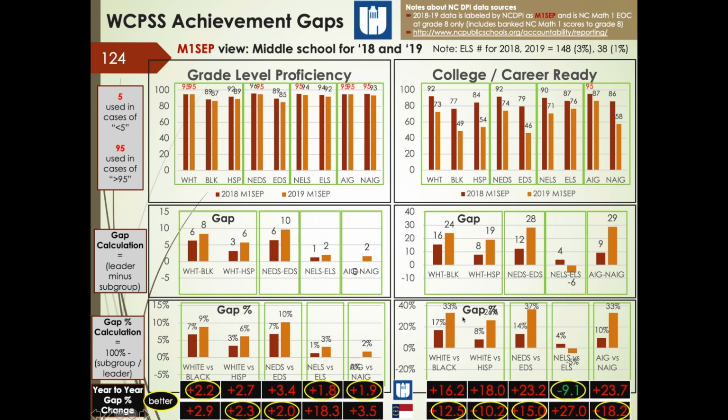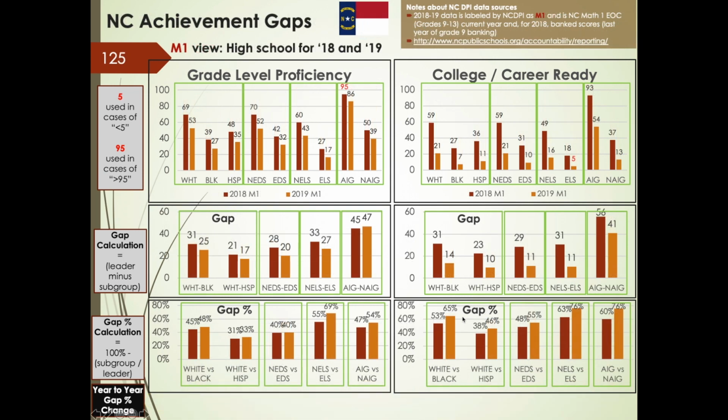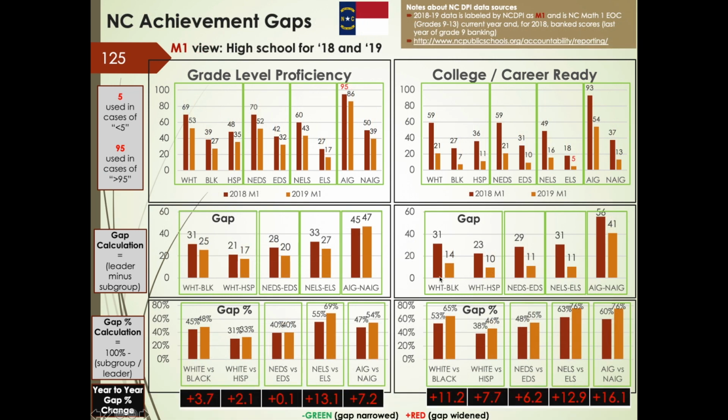So for example, Wake is about 4 points worse than North Carolina on the black versus white achievement gap and the M1 SEP metric. Then we're 8 points worse on the Hispanic versus white achievement gap, and 8 points worse on the EDS versus NEDS achievement gap. And again, I'm comparing these numbers here when I give those differences. So now let's move on to M1. We're back to looking at North Carolina, and you see the gaps here.